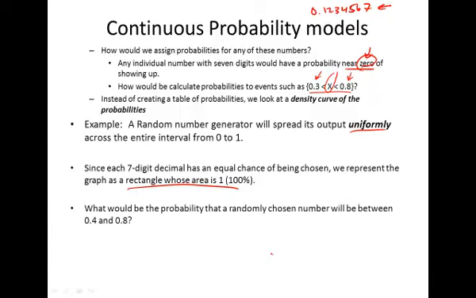Okay. So here's an example. What would be the probability that a randomly chosen number will be between 0.4 and 0.8? Between 0.4 and 0.8. And you could include the 0.4 and 0.8, or you could exclude it. It doesn't really matter. So the hint here is that we're going to use the rectangle that we talked about above to find that probability.